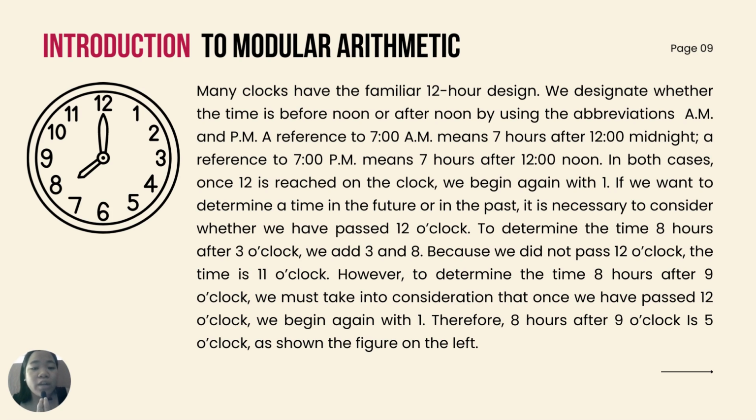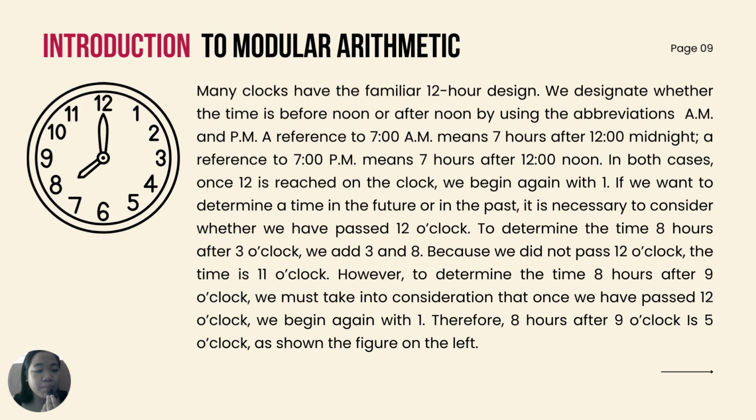However, to determine the time 8 hours after 9 o'clock, we must take into consideration that once we have passed 12 o'clock, we begin again with 1. For example, the time is 9 o'clock. We put 9 o'clock. So what we will do is add 8 to 9.